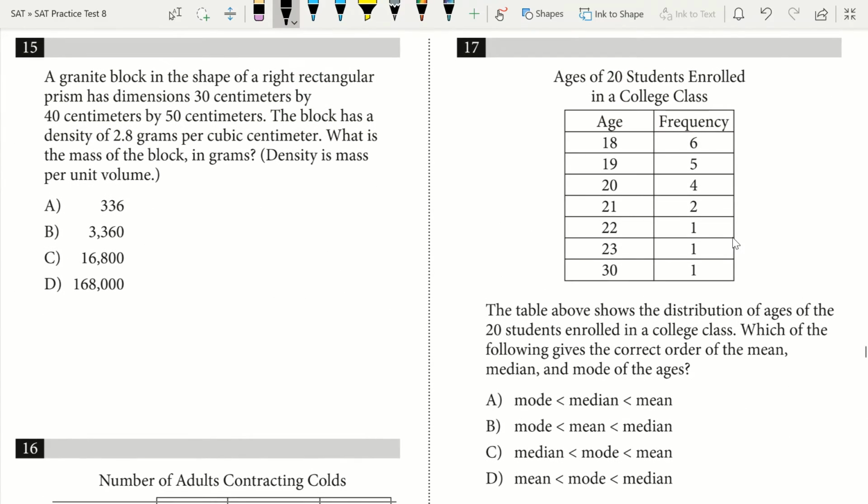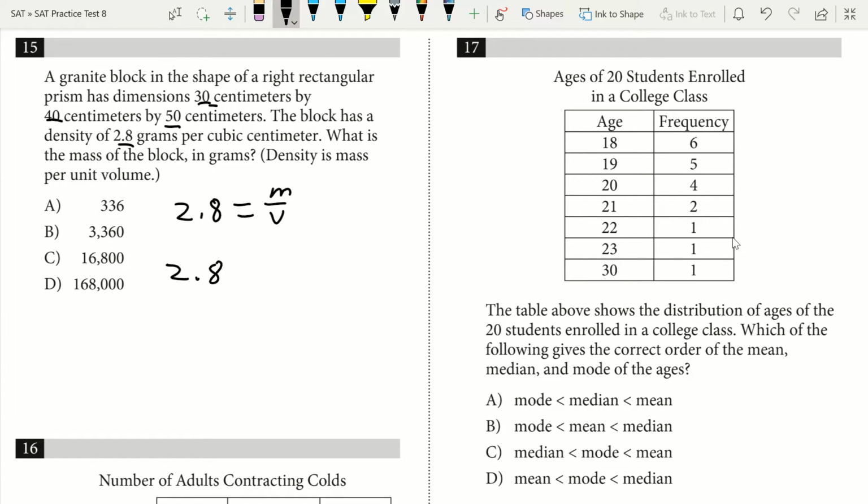A granite block in the shape of a right rectangular prism has dimensions 30 centimeters by 40 centimeters by 50 centimeters. The block has a density of 2.8 grams per cubic centimeter. What is the mass of the block in grams? Density is mass over volume. All right, so my density is 2.8, and that's going to equal my mass over my volume. I know that my volume is going to be 30 times 50 times 40.